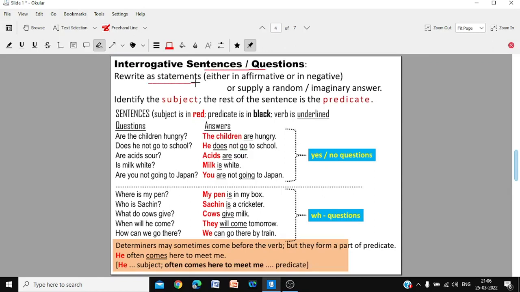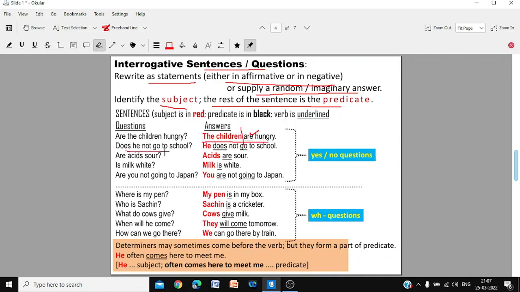Rewrite as statements. It may be an affirmative or negative, or supply a random or imaginary answer. Then you identify the subject, and after the subject, the rest of the sentence would be the predicate. Are the children hungry? We will rewrite it as, the children are hungry. Now we know there is a verb, and what comes before the verb is a subject.